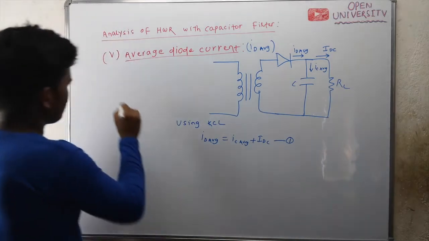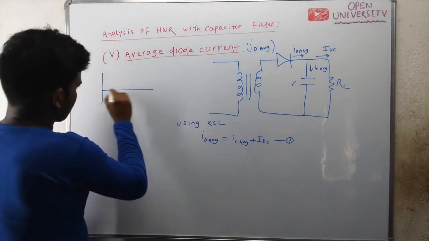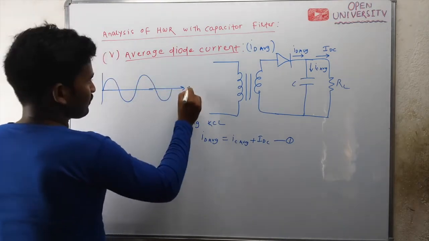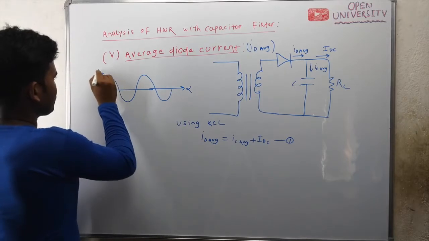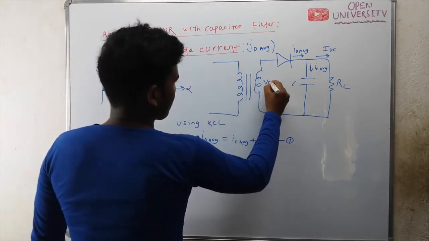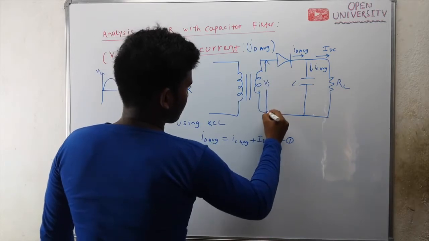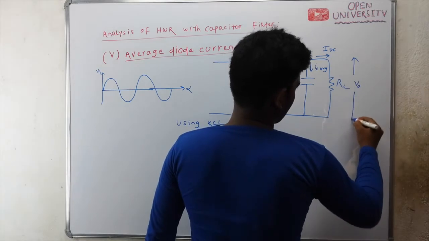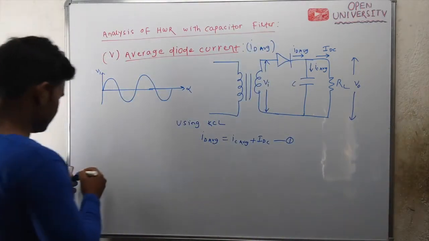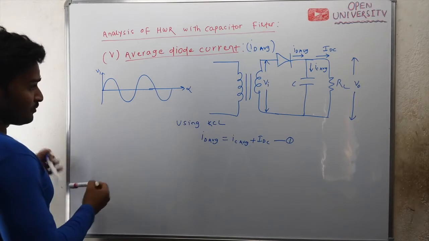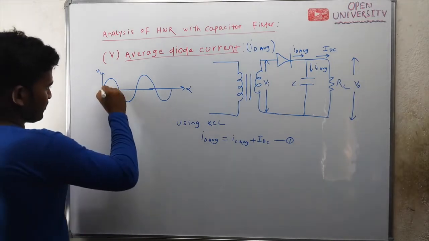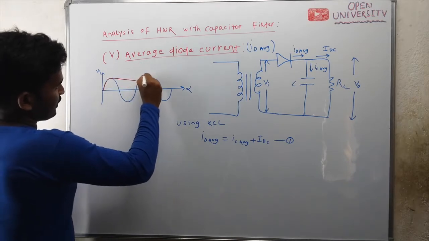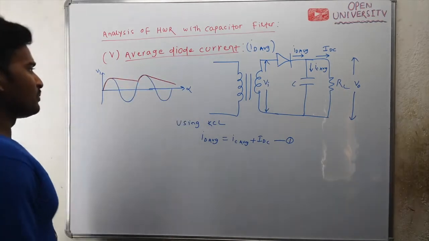You see, this is your input waveform, alpha. This is your input voltage waveform, VA, and this is your output voltage, V0. Now what is the output waveform? The output waveform is something like this. Again charge, again discharge. It will be like this.